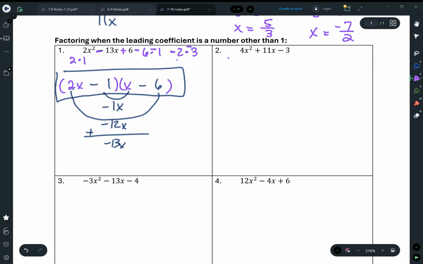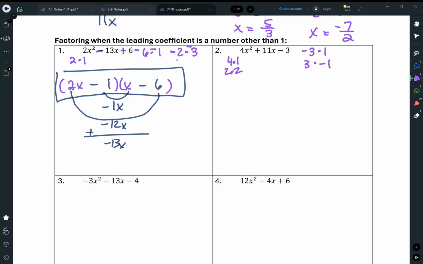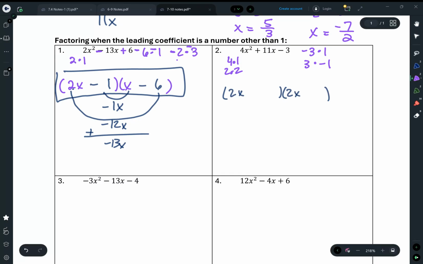4 could be 4 times 1, it could be 2 times 2. And 3, let's see, negative 3, well, that could be a negative 3 and a positive 1, or a 3 and a negative 1. And remember, we can also reverse that order as well. So I'm not sure which to start out with. I might start with 2x and 2x. And then let's go ahead and say minus 3 plus 1. I know 1 needs to be negative, 1 positive.